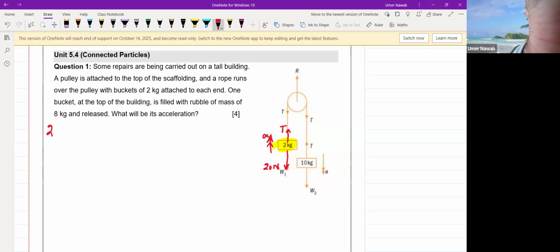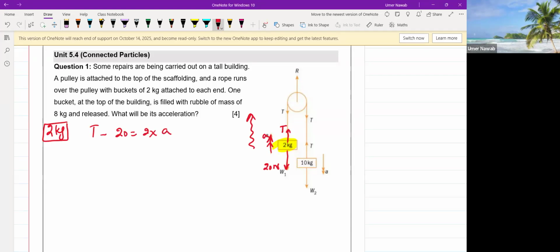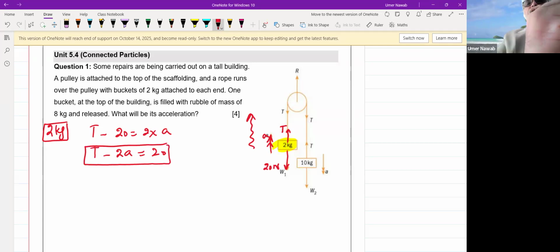Apply Newton's second law on the 2 kg block. Since the particle is moving upwards, tension minus 20 is equal to 2 times acceleration. T minus 2a is equal to 20. This is the first equation we derived.